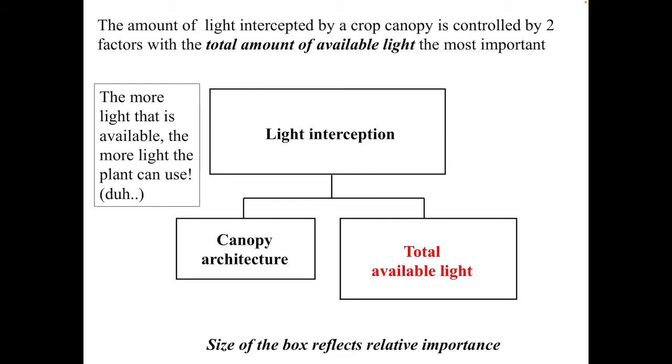So again, we want as much of our canopy photosynthesizing as best as we possibly can by getting as much total available light as we possibly can. Again, the more light available, the more light the plants can use.